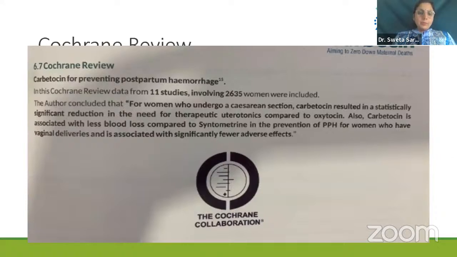This is the Cochrane review, which is taken from 11 studies involving 2,635 women. The conclusion was that for women who undergo a cesarean section, carbetocin resulted in a statistically significant reduction in the need for therapeutic uterotonics compared to oxytocin. Also, carbetocin is associated with less blood loss compared to syntometrine in the prevention of PPH for women who have vaginal deliveries and is associated with significantly fewer side effects. Next slide.